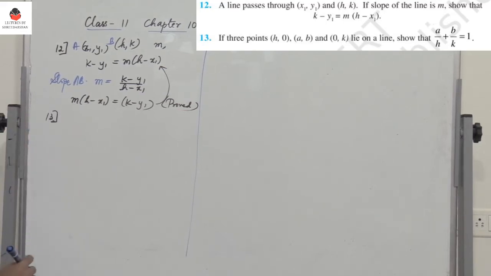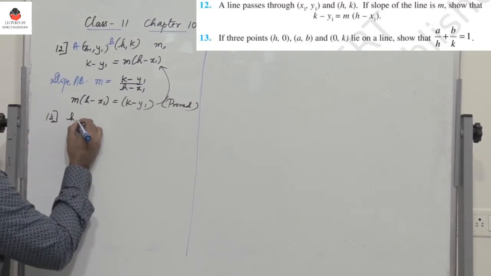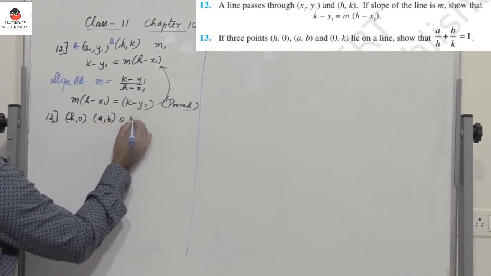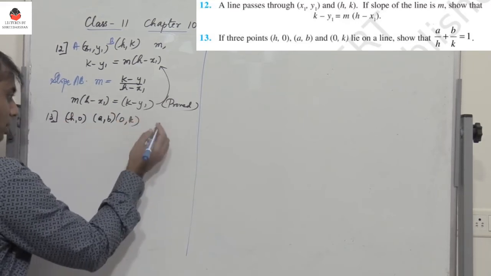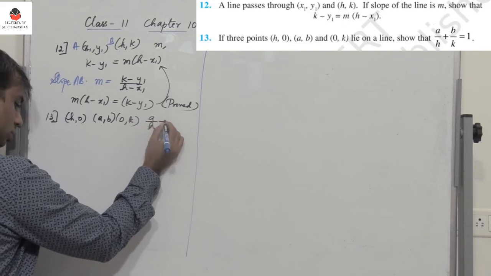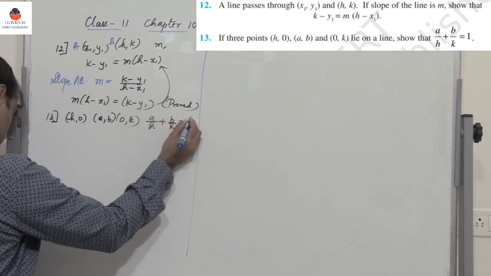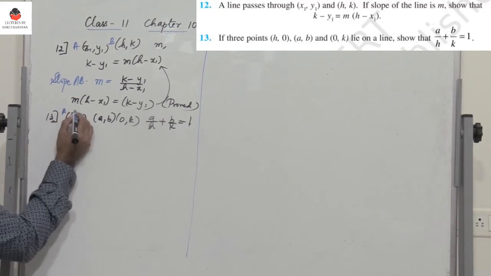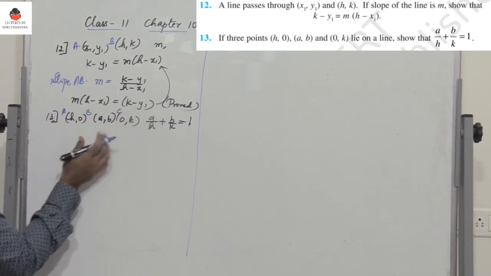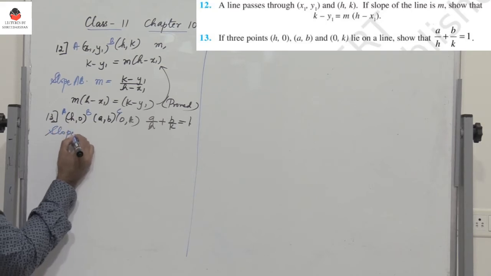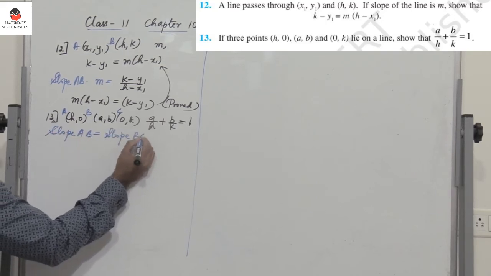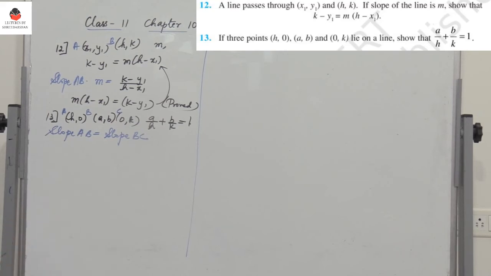Question 13. If 3 points (h, 0), (a, b) and (0, k) lie on a line, show that a by h plus b by k equals 1. So let the points be A, B, C. They all lie on a line, so therefore slope AB is equal to slope BC, isn't it? Since all the 3 points lie on the same line.